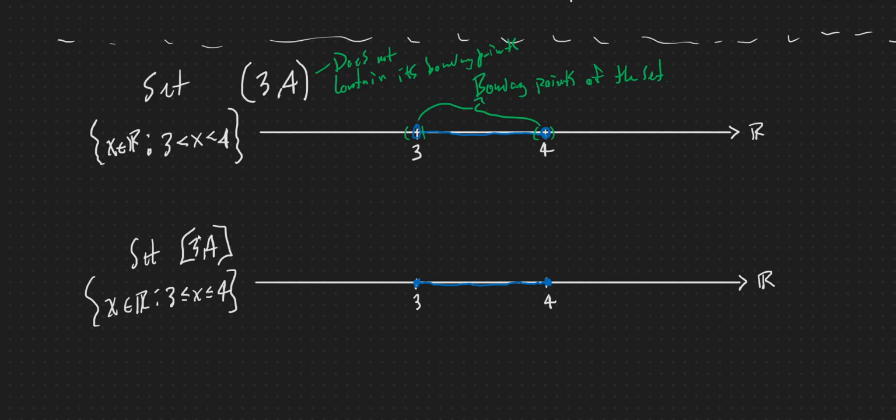Compare that to the closed interval [3, 4]. 3 and 4 are still boundary points. Again, imagine any little open interval around 3 is going to contain some points in the interior of this interval and some points on the exterior. And so again, 3 and 4, they're still boundary points of the set.